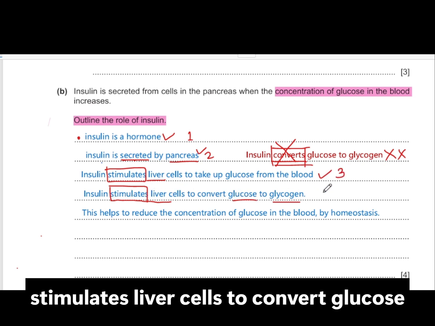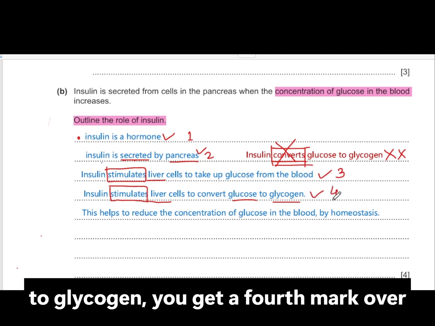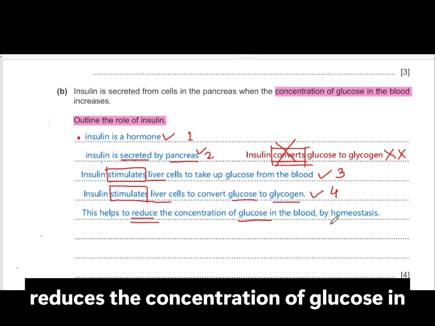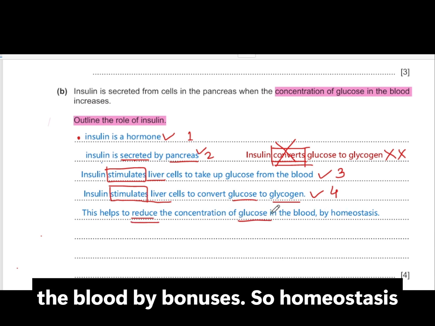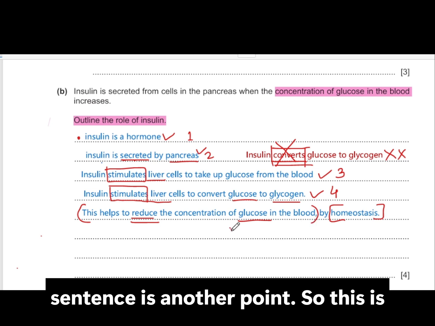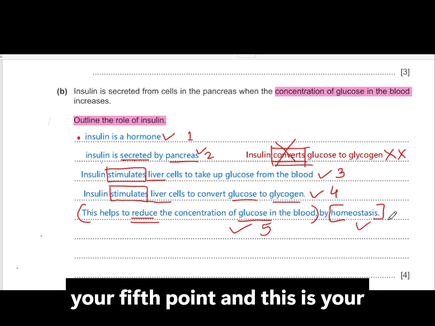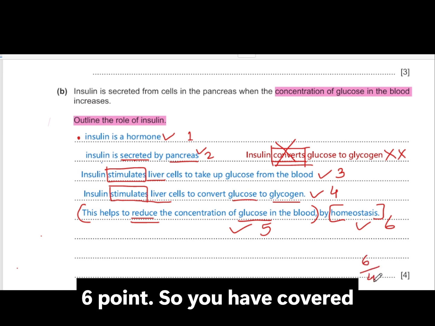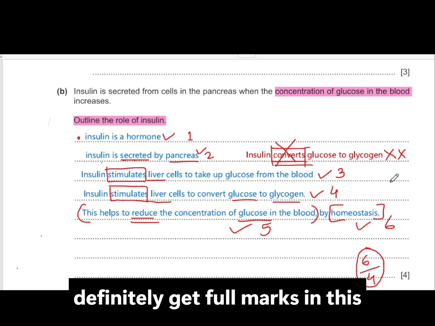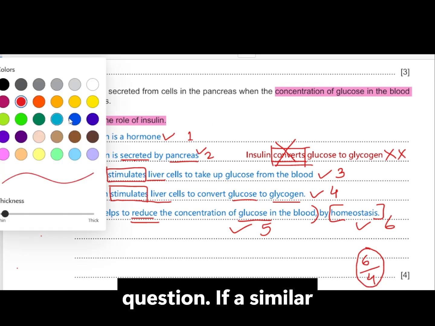And if you say that insulin stimulates liver cells to convert glucose to glycogen, you get a 4th mark over here. This reduces the concentration of glucose in the blood by homeostasis. So homeostasis itself is 1 point and this first sentence is another point. So this is your 5th point and this is your 6th point. So you have covered 6 correct points out of 4. So you will definitely get full marks in this question.